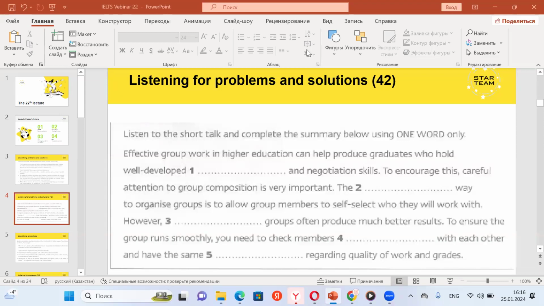Traditional, yes, Ekaterina, that's right. The traditional approach, the traditional way to organize groups is to let students choose the group themselves, right? Посмотрим. The next part is, however, значит, что-то будет уже противоположное имеющейся информации, да, уже морально к этому будем готовы. Какие-то groups often produce much better results. Вот здесь вот Екатерина слушала, кое-что выслушала.